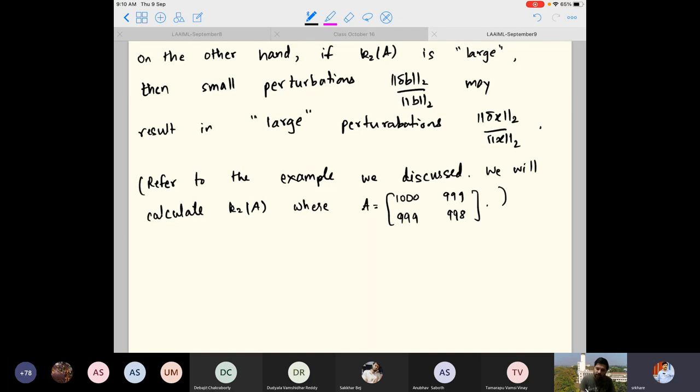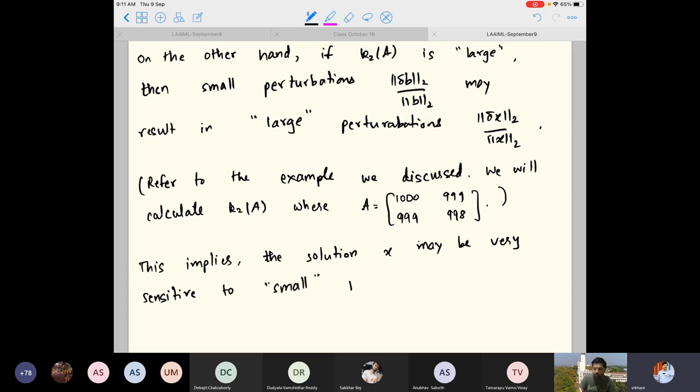So the way we'll summarize this situation is that this means the solution X may be very sensitive to small perturbations delta B. So this is what this particular statement is saying.